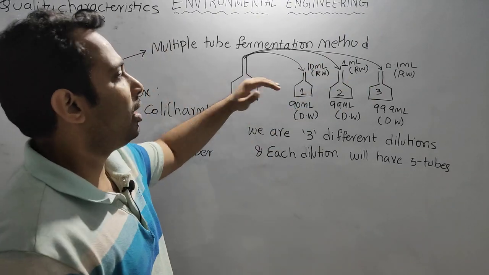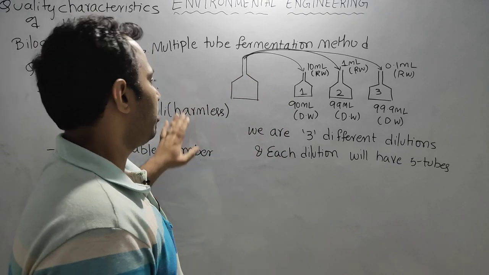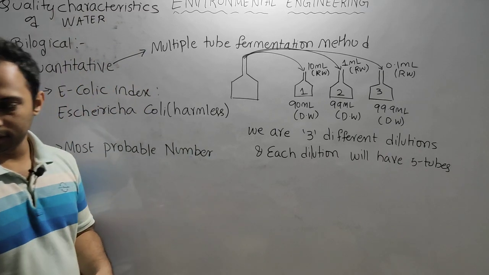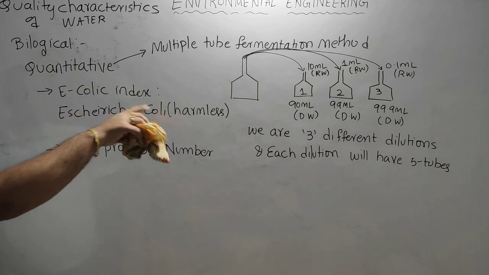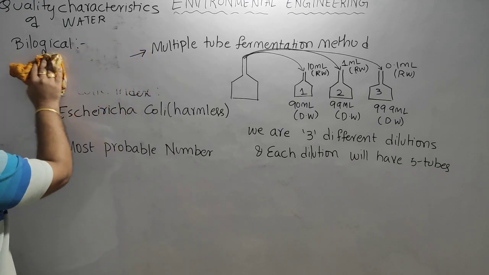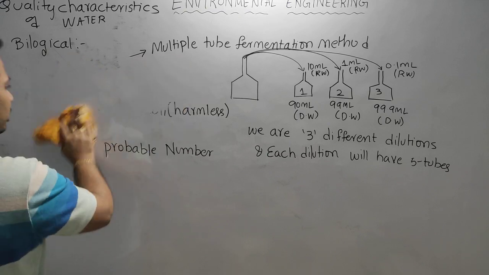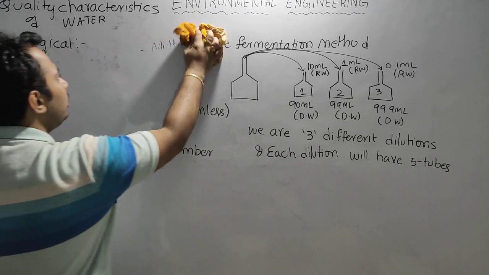Once you have prepared the multiple tube dilutions, the experiment is taken in 3 stages: presumptive, confirmative, and completed test. Once you are done with the preparation of the sample, the next stage is identification, whether bacteria is present or not. That identification will be done in 3 stages.